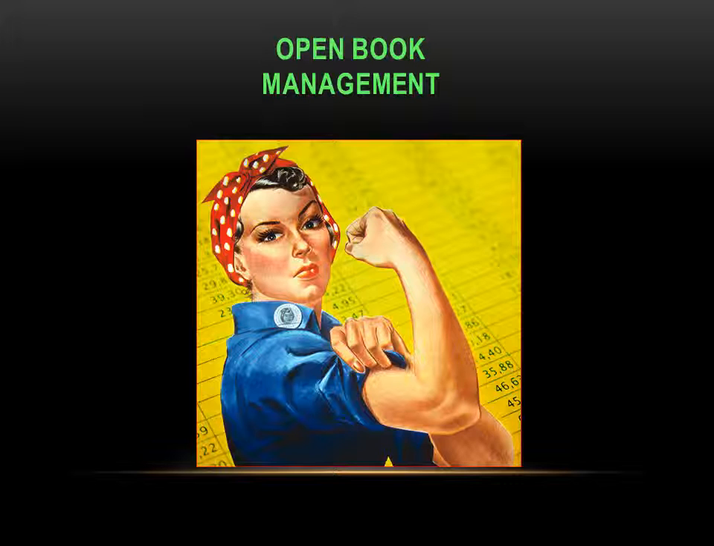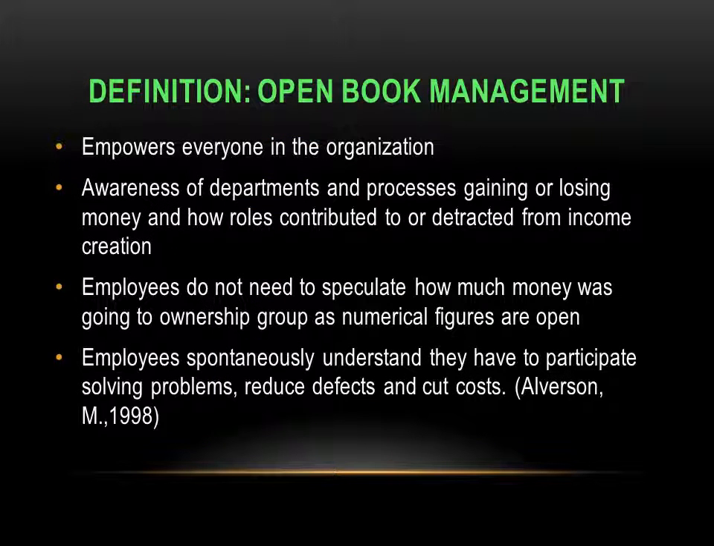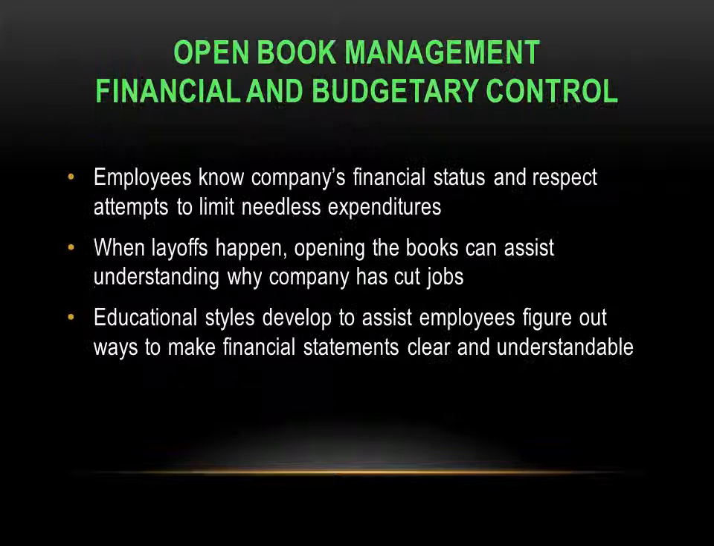Open book management. Open book management empowers everyone in the organization. There is awareness of departments and processes gaining or losing money, and how roles contributed to or detracted from income creation. Employees do not need to speculate how much money is going to the ownership group, as numerical figures are open. Employees spontaneously understand they have to participate in solving problems, reducing defects, and cutting costs.